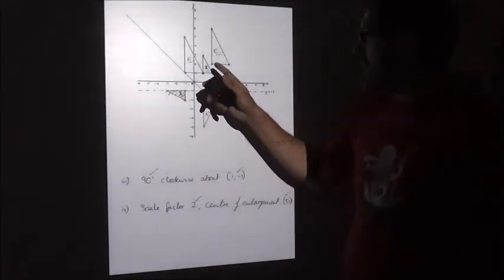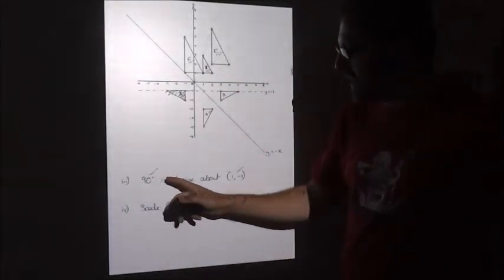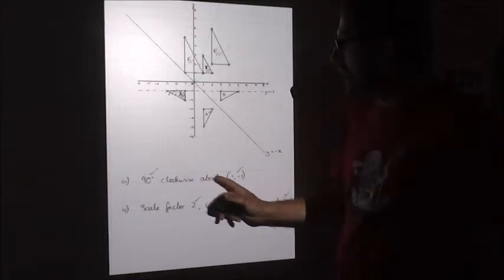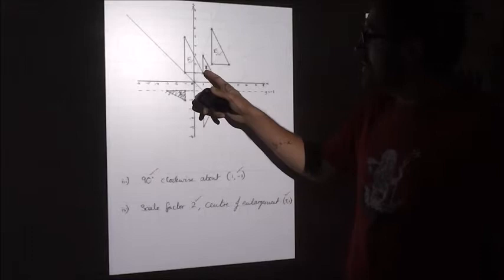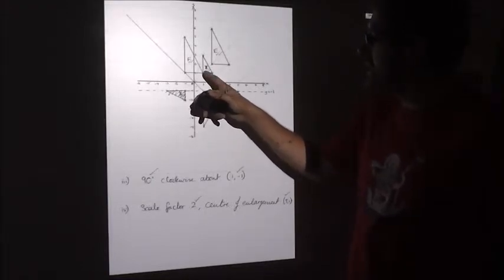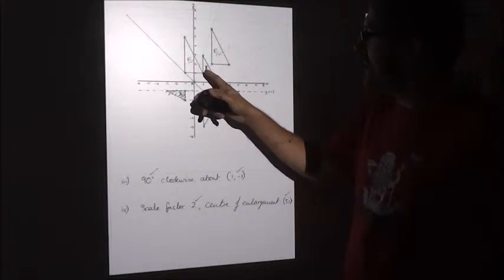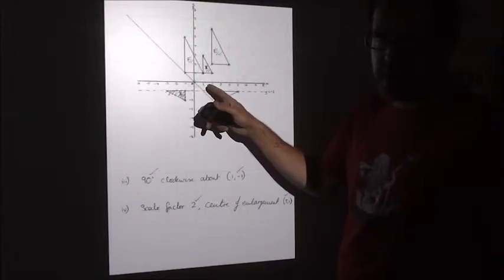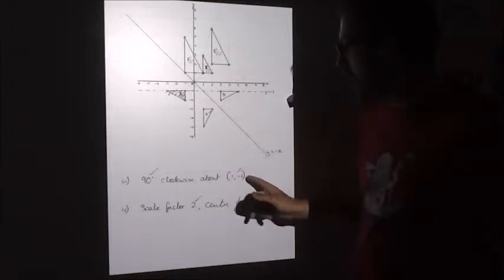Right, so to get from T to B, it is a 90-degree clockwise turn, and to work out where it is about, you look at the right angle here between the vertices, so this bottom left and top left, and then where that right angle would be is 1, minus 1. So that's your centre of rotation, 1, minus 1.